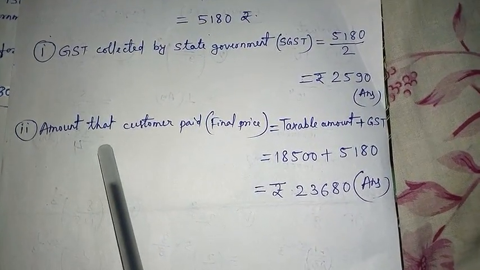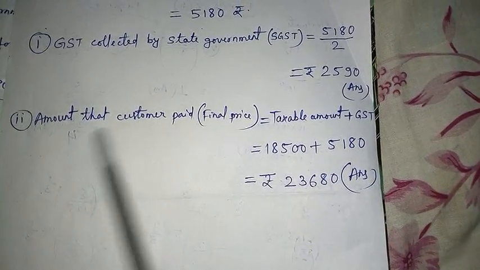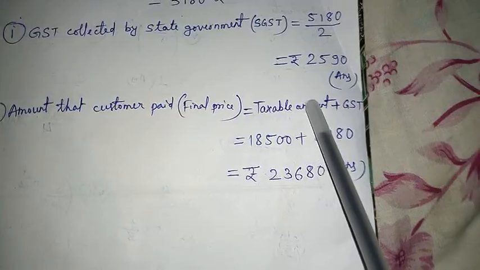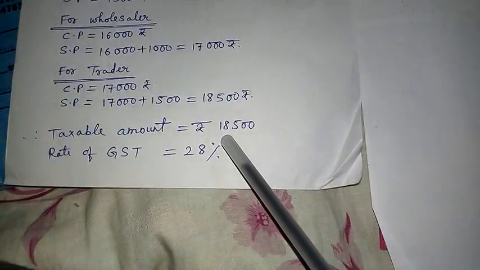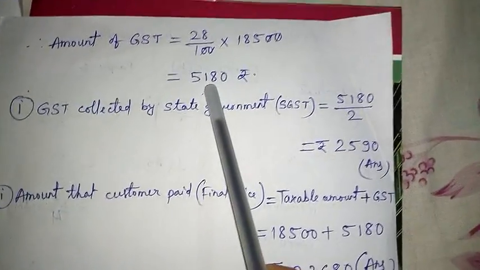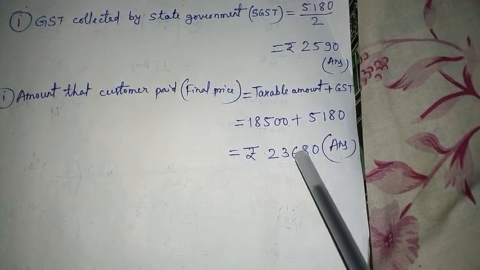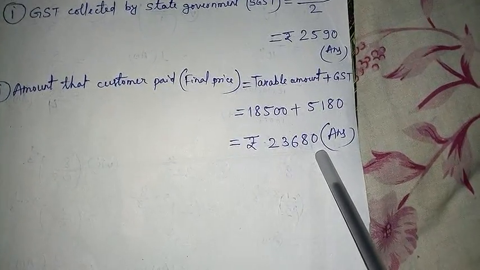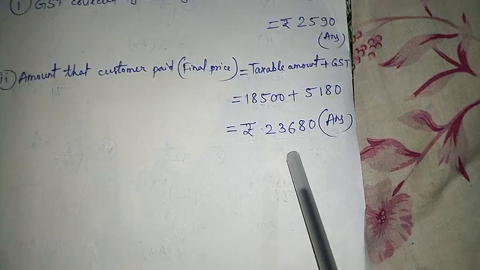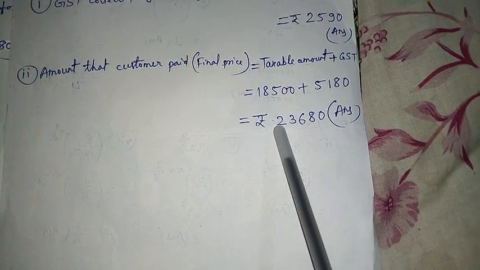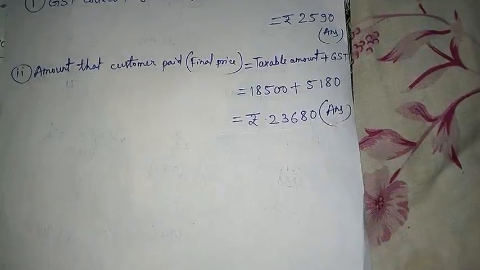Number 2, the taxable amount that the customer paid, that is the final price. That means the customer paid taxable amount plus GST. Taxable amount, you know, was 18,500 and GST is 5,180. So when you add, this is 23,680 rupees. So you think a television which was manufactured at 15,000, when it reached the customer, it was 23,680, including all profits and GST.